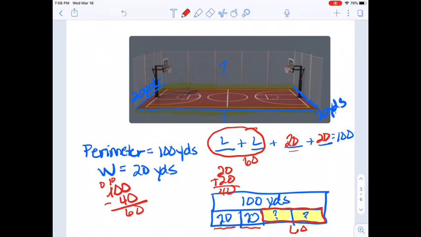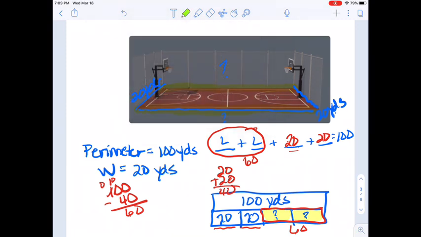I would like for you to try a few things. Let's try some easy numbers. What about 10 plus 10? That's 20. Am I close to 60 yet? Not yet. How about 20 plus 20? 20 plus 20 is 40. I'm getting closer, but I'm not to 60 yet. How about 30 plus 30? 30 plus 30 is 60, which is what I'm looking for.